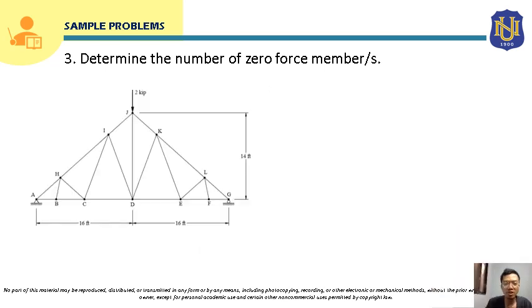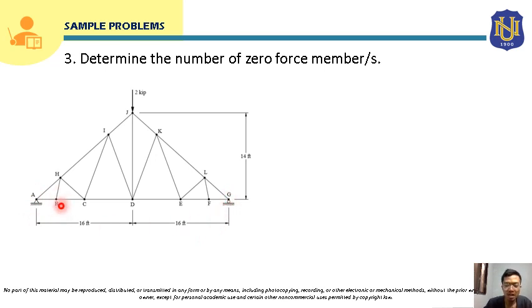Okay, for number 3, we are going to determine the number of zero force members for this given truss. To determine the zero force members, we are going to look for the joints that only have 2 members or 3 members. So for joint A, obviously, there can be no applied case here because there is an external reaction here. Same with joint G. Now we proceed to joint B.